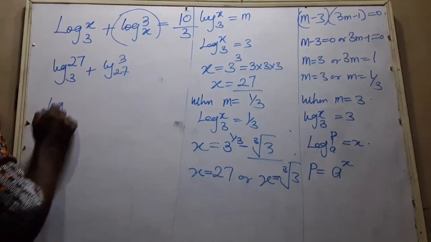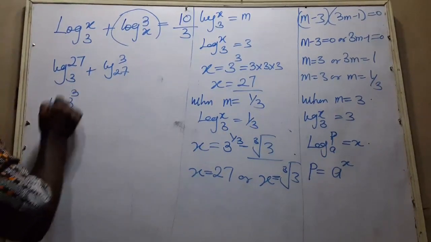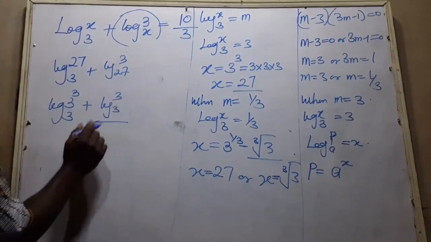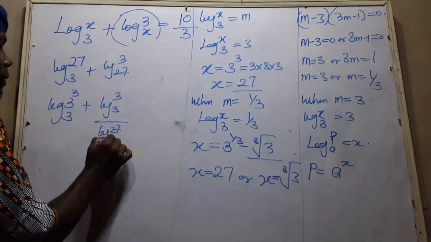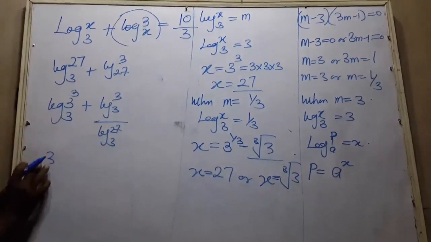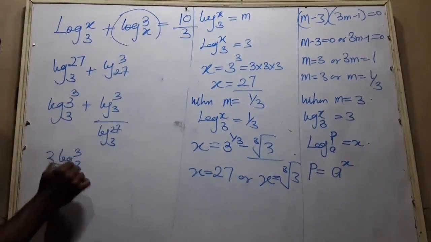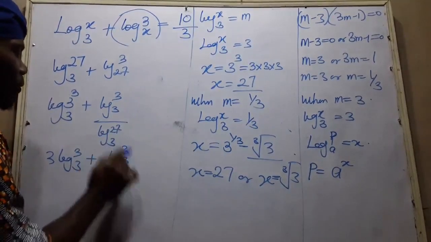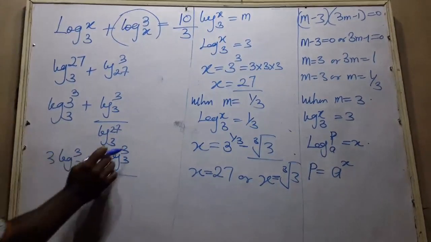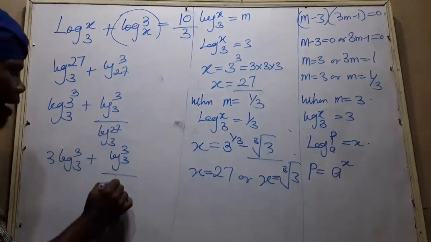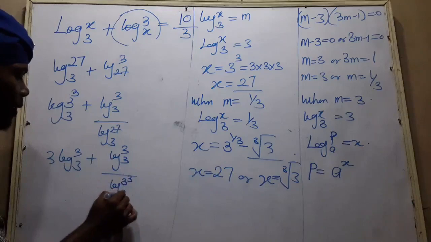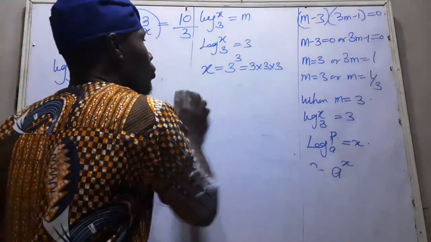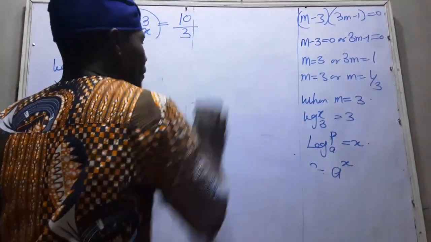So we have log 3 raised to power 3 base 3, plus, let's try to change the base now, log 3 base 27. So this will give you 3 log 3 base 3 plus log 3 base 3 over log 3 raised to power 3 base 3. This is another way. We want to cross-check, maybe our answer will be 10 over 3.